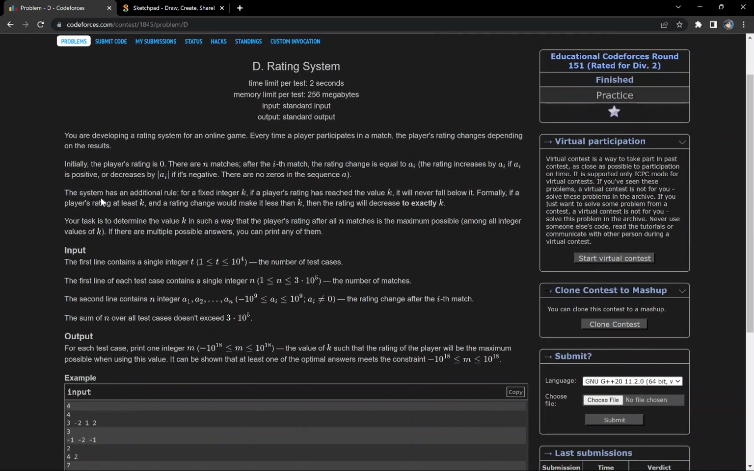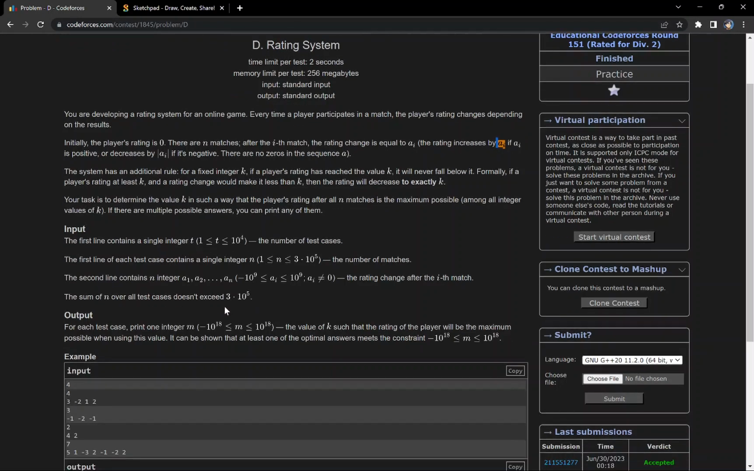So we have to find an optimal value of k such that if a player reaches the value of k, it can't decrease the rating below k, even if the new rating A_i is negative. So I will show you a test case, that is n = 3, k = 2... the array is 3, -2, 1 and 2.